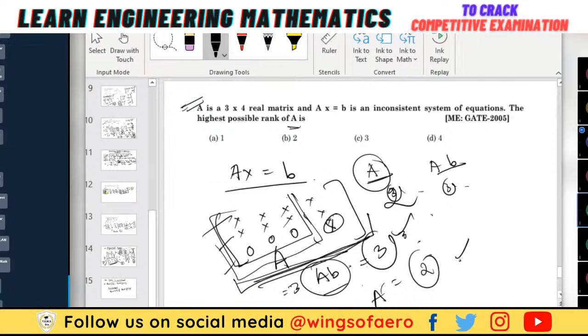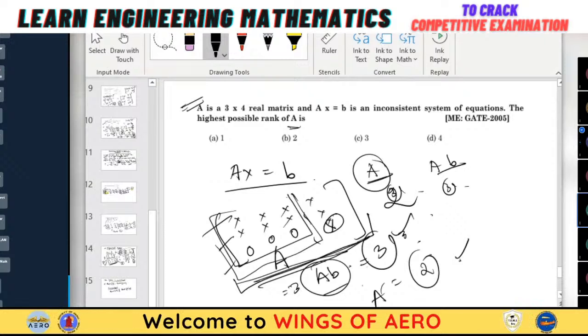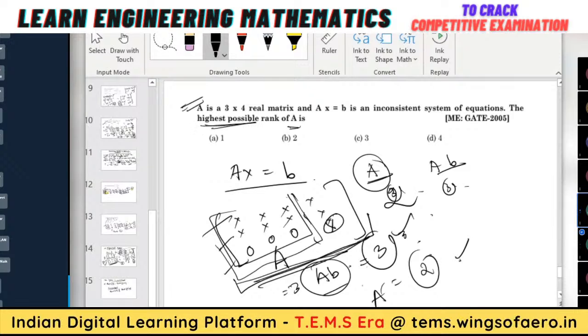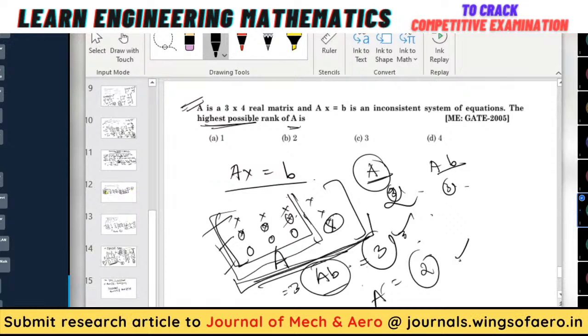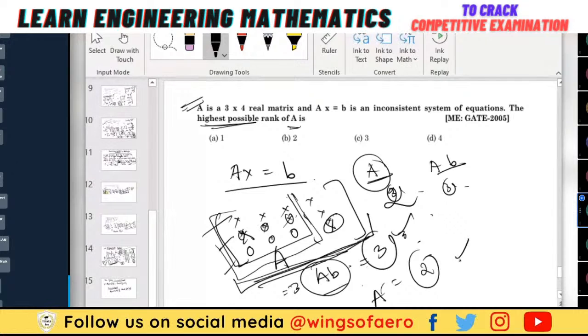Sir, what if 2 rows are becoming 0? Yeah, look at this. This is the highest possible rank we are getting. If 2 rows are becoming 0, then it is obviously an inconsistent system. But what is the highest condition? The highest possible rank of A is 2.